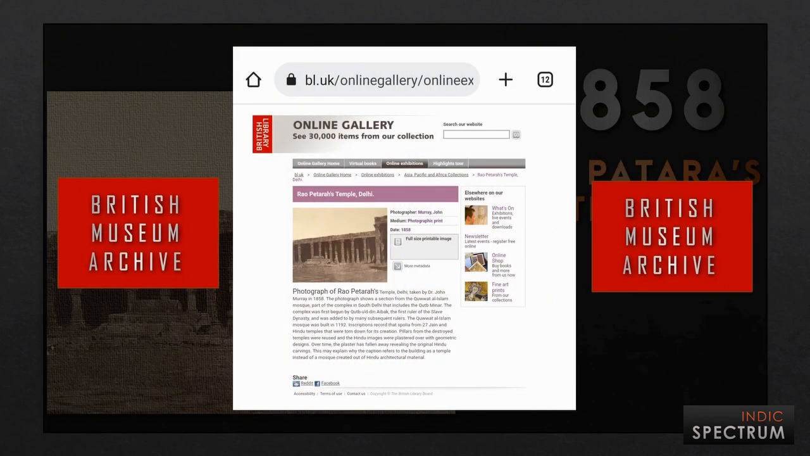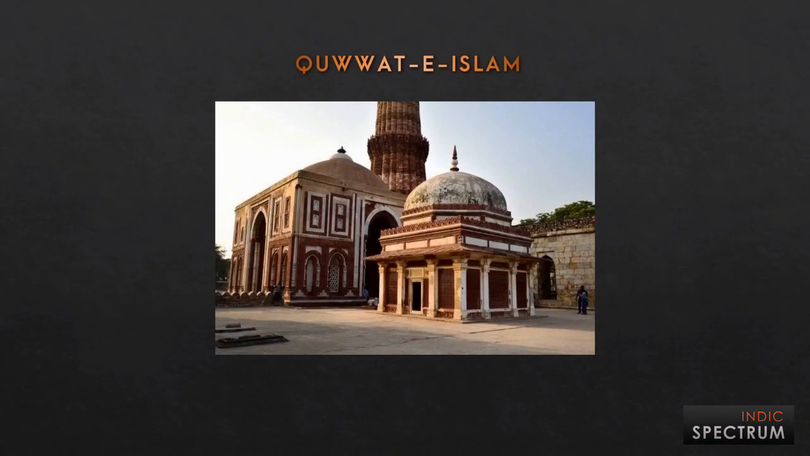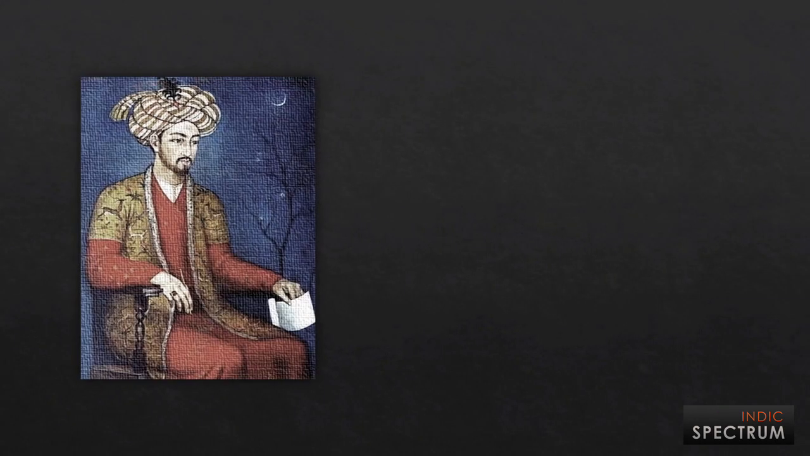This is a section of Quwwat-ul-Islam mosque, which is part of the complex in South Delhi that includes the Qutub Minar. According to Mughal history and the sold-out historians of our own country, Qutubuddin Aibak constructed Quwwat-ul-Islam in 1192. Then why were even the British calling it a temple in 1858?